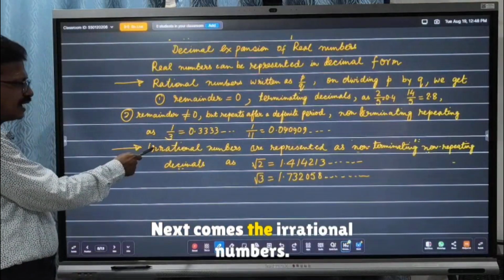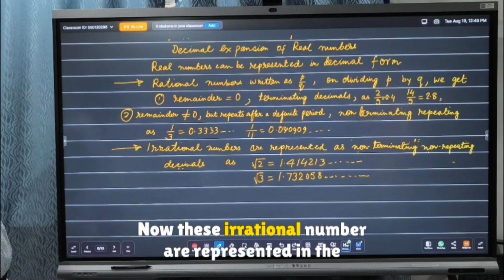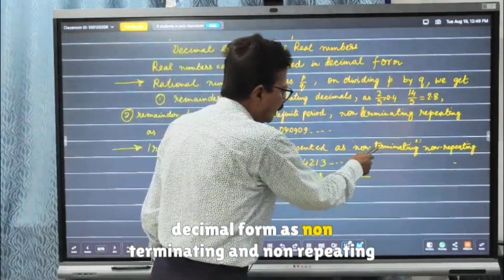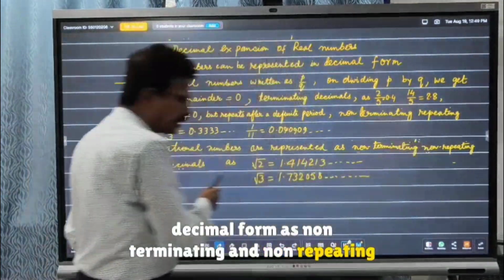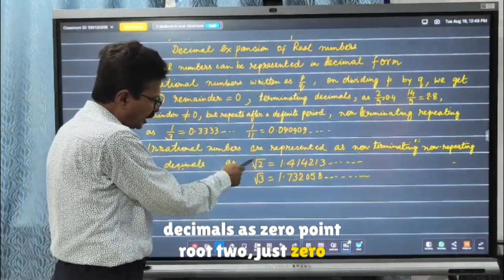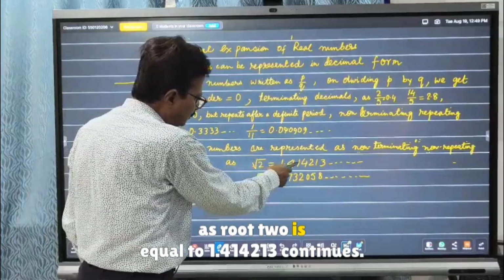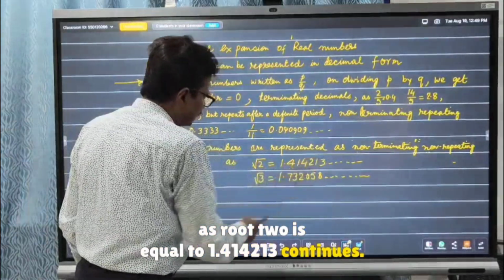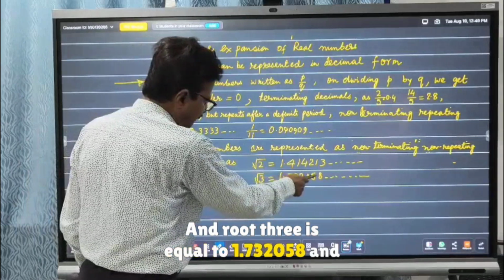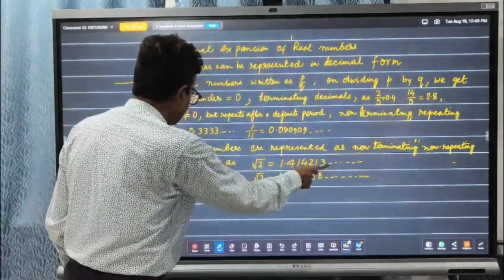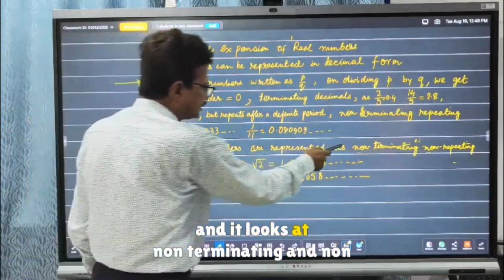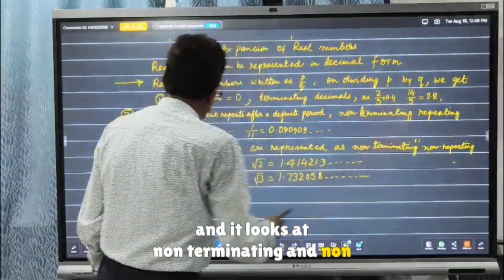Next come the irrational numbers. These irrational numbers are represented in decimal form as non-terminating and non-repeating decimals. As root 2 is equal to 1.414213 and it continues, and root 3 is equal to 1.732058 and continues indefinitely. So these are the irrational numbers, and they look like non-terminating and non-repeating decimals.